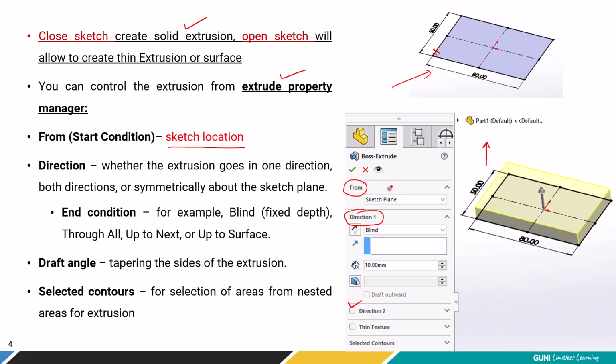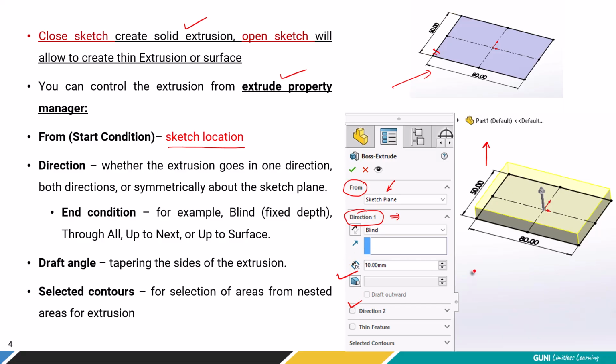In most of the cases, we will have an option called sketch plane. But there are a few more options, let's say offset, and offset from the surface like this. So you can change the location of the sketch if required. Now direction will decide the end condition of extrusion. Here you can have blind, up to next, through all, up to surface, up to vertex. These are the options available based on what is already in your part file. You can also give the draft angle.